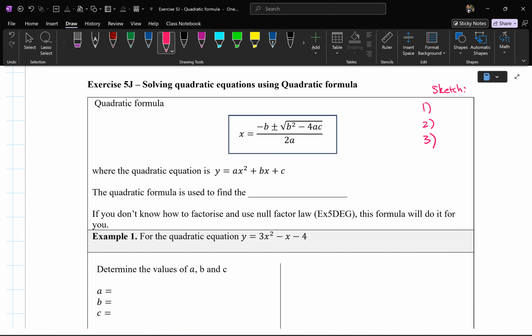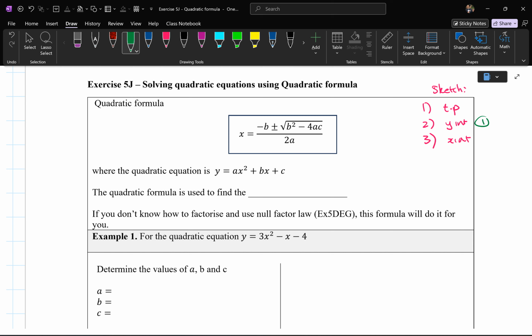What were they again? Name me one, Jaden. What do you need when you're sketching a parabola? What do you need? Turning point. What else do you need? What else do we need? Y-intercepts. Thank you again, Jaden. Let's go with Joanne. X-intercept.